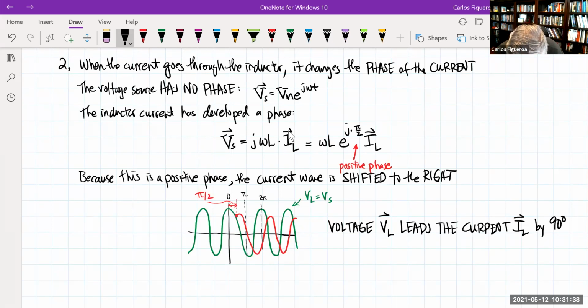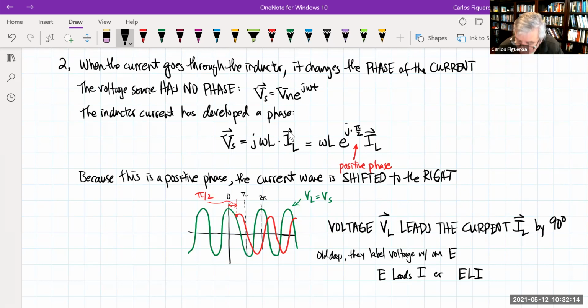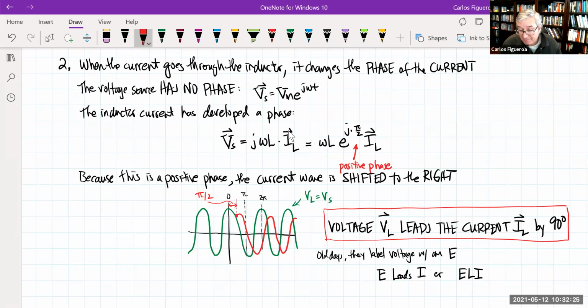And in the old days, funny things here, they labeled voltage with an E. That's what they did. So they came up with an acronym: the voltage leads the current, or ELI. So people use this statement that the voltage leads the current as ELI. If that makes you remember it better, that's fantastic.